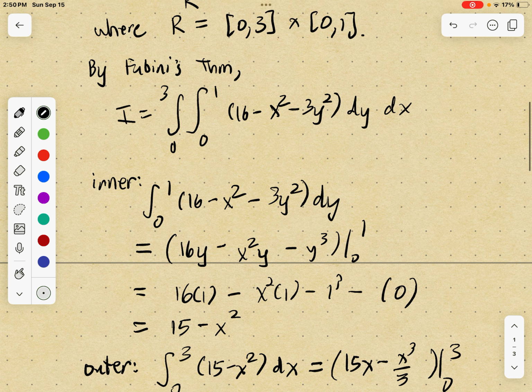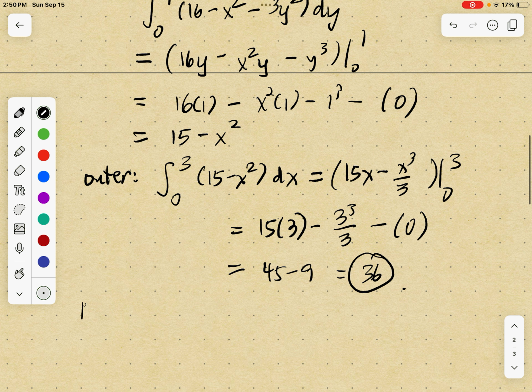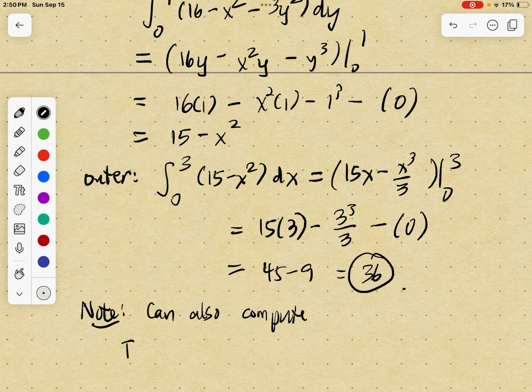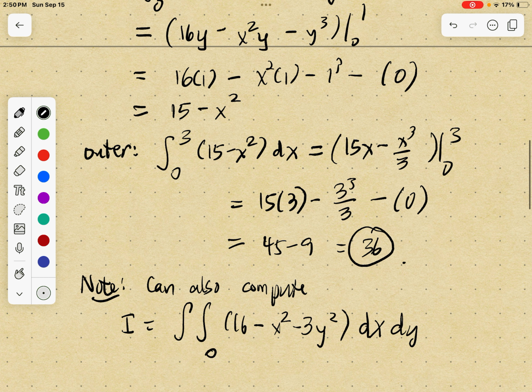One thing to note is that in this case, you can do the integral in either order. So note that you can also compute the integral with respect to x first, and then with respect to y. So if you wanted to do it like that, it would be from 0 to 3 dx, right? 0 to 3 of the inside integral, and then the outside integral with respect to y will go from 0 to 1.